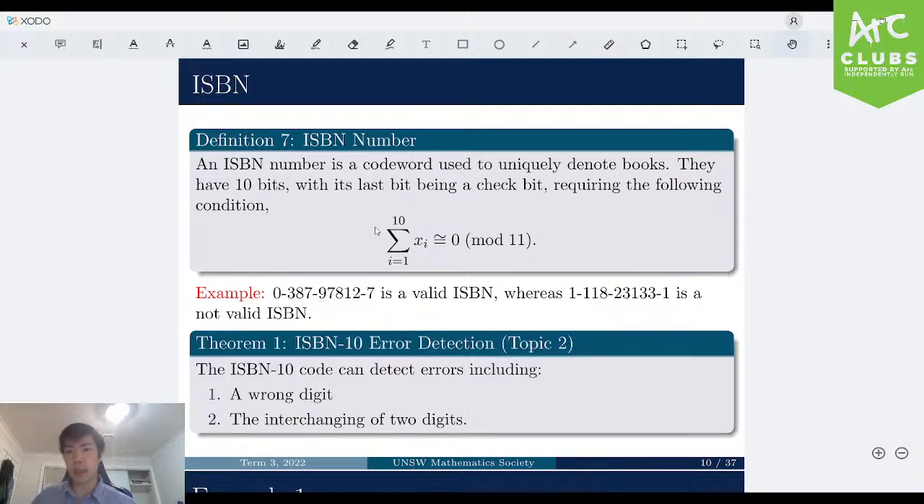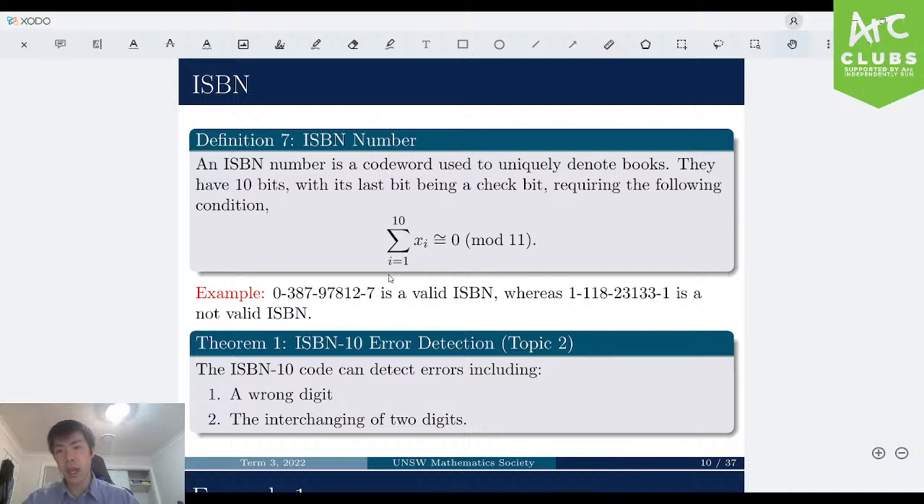Okay, but firstly, in theorem, the ISBN 10 code has error detection abilities up to a wrong digit and the interchanging of 2 digits, right? So the first one's obvious, right? If you have an ISBN code and suppose one of the digits is wrong, then obviously that will change the sum you get. And if you change the sum you get, you will no longer be divisible by 11.